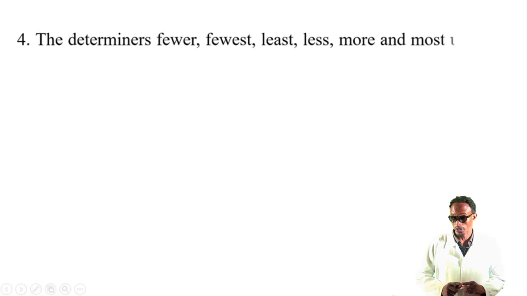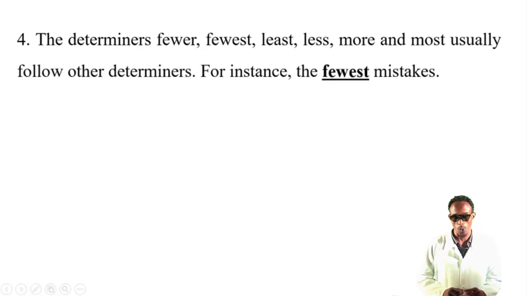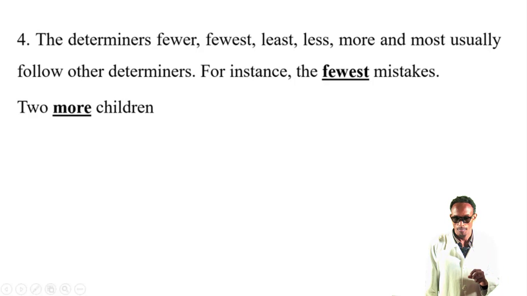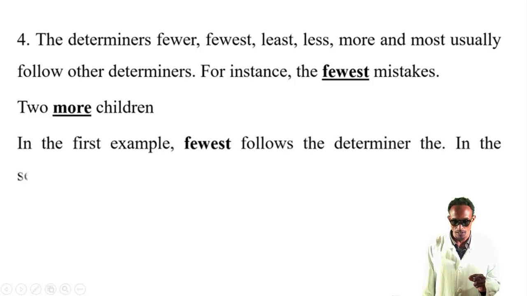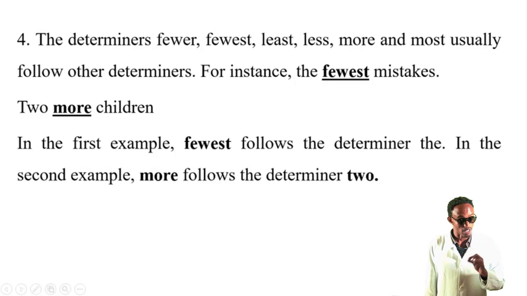And the determiners fewer, fewest, least, less, more, and most usually follow other determiners. For instance, the fewest mistakes. Or if we take another example, two more children. In the first example, the fewest follows the determiner the, which is the article. In the second example, more follows the determiner two. So by now, I hope you have gained a lot. And let us continue.